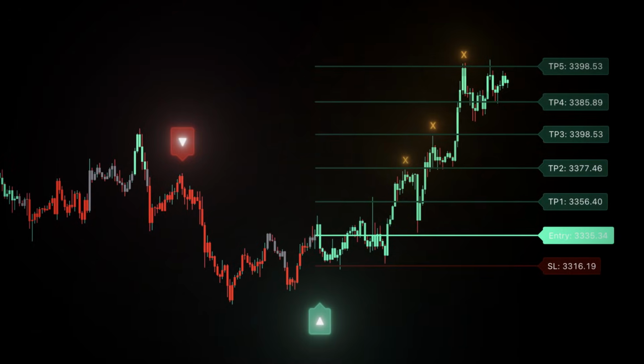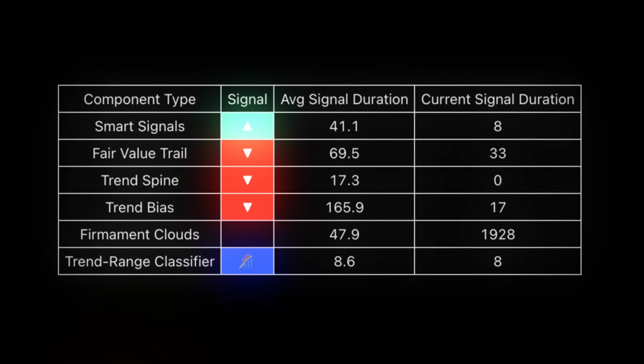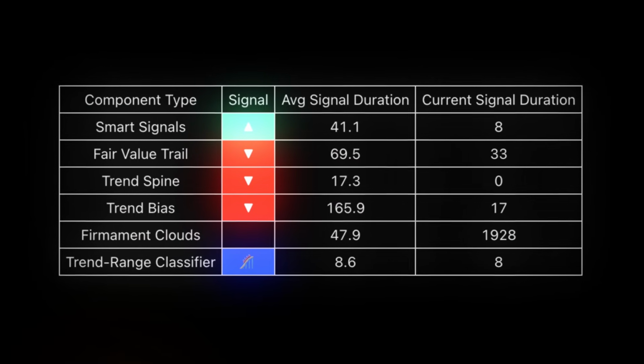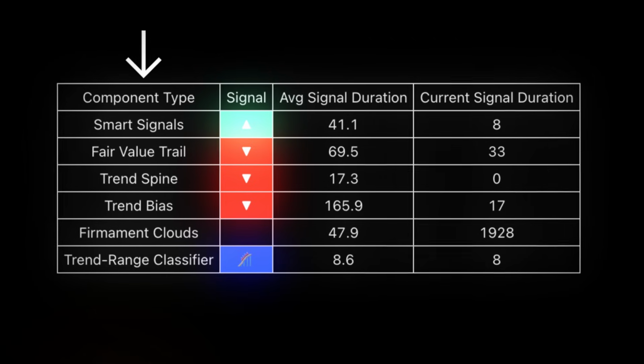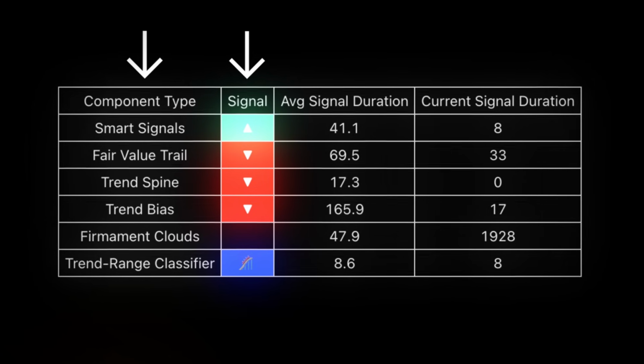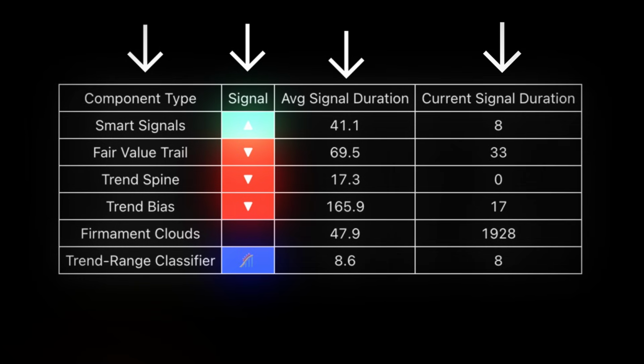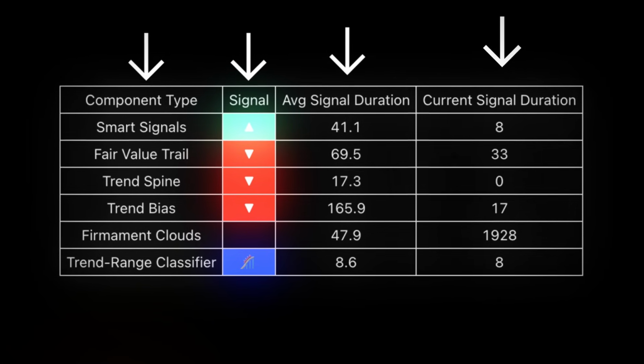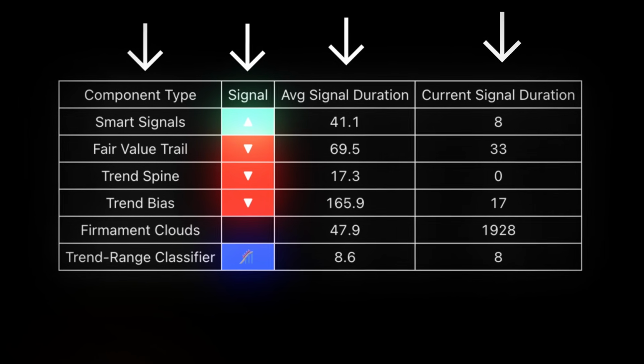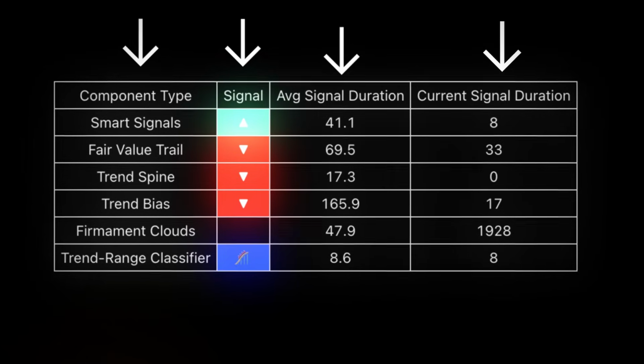These are exit suggestions, often before the trend fully reverses, there to help you book partial profits or exit entirely before momentum fades. Component table. Your live dashboard. Everything that's happening is tracked in a live dashboard table. It shows which components are active, what signal each one is giving, bullish, bearish, trending, or ranging, how long that signal has been active, and how that compares to the historical average. This lets you spot when a trend might be overstretched or just getting started.